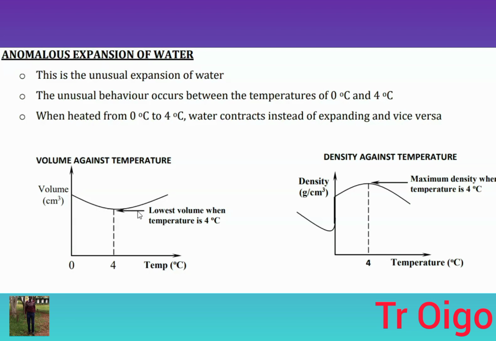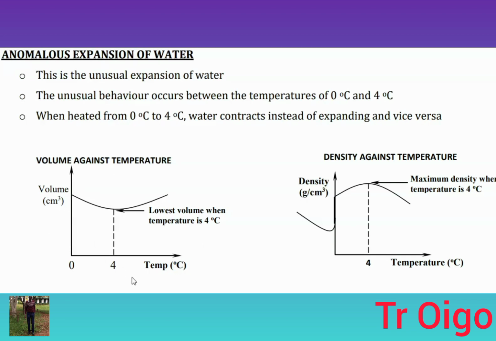But remember, from the formula of density, density is equal to mass over volume, and if volume reduces, then it tells you that density increases. So if you were to draw the graph of density against temperature, then from 0 degrees to 4 degrees Celsius, you're going to realize that as the volume reduces, the density increases because the two are inversely proportional. And therefore, these are the two simple graphs that we can use to represent this behavior.